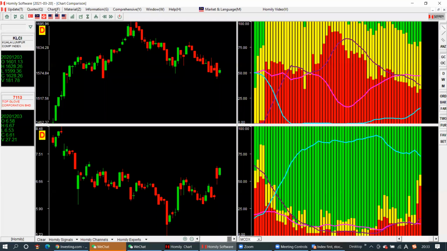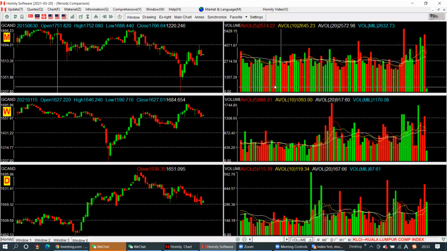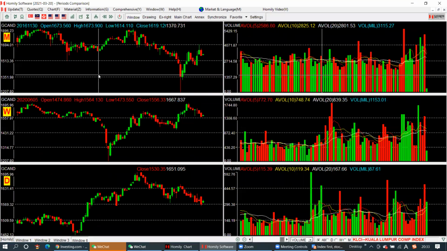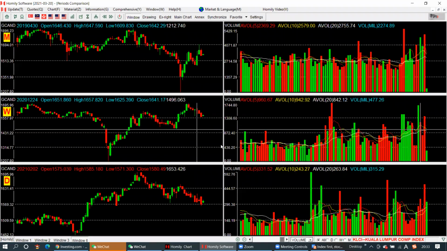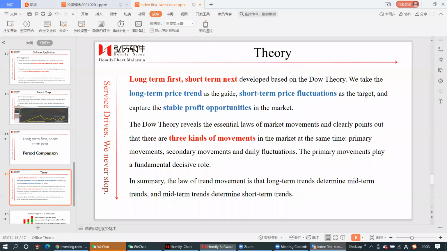Sorry, wrong function. Period comparison makes it very easy to see clearly the stock from the long term, mid term, and even the short term, directly on one side. So this is our primary movement, secondary movement, and daily fluctuation. And the primary movement plays a fundamental decisive role. In summary, the law of trend movement is that the long-term trend determines the mid-term trend, and the mid-term trend determines the short-term trend.